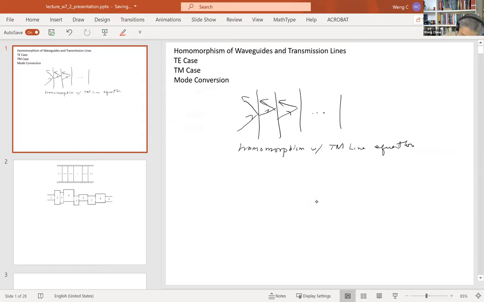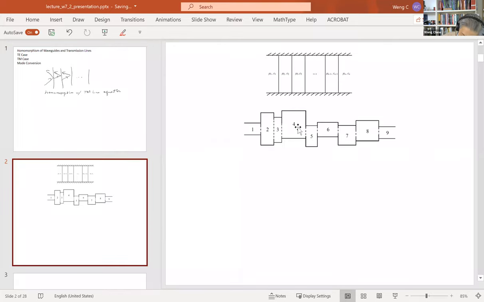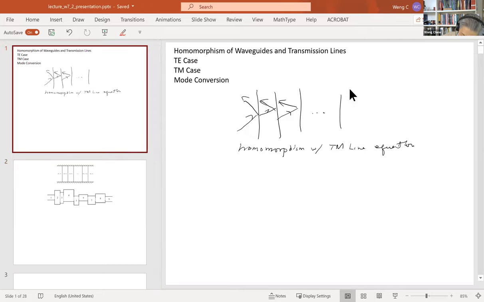Okay, then we went ahead and did the waveguide problem. What we want to show is that the waveguide problem can also be made to be a homomorphic problem in the sense that if this is in free space or homogeneous medium, you can show that each section can be replaced by a transmission line equivalence. So you can say that this is equivalent to different sections of transmission lines, and then an infinite long transmission line such as this one.